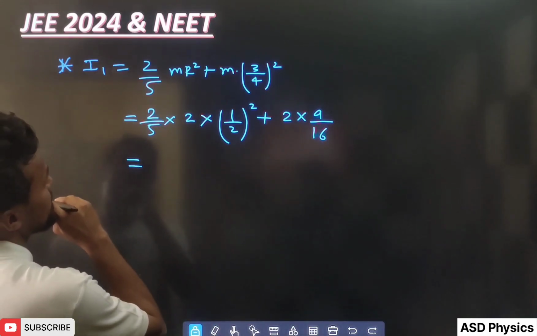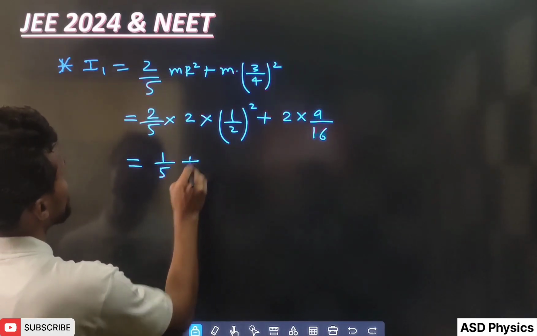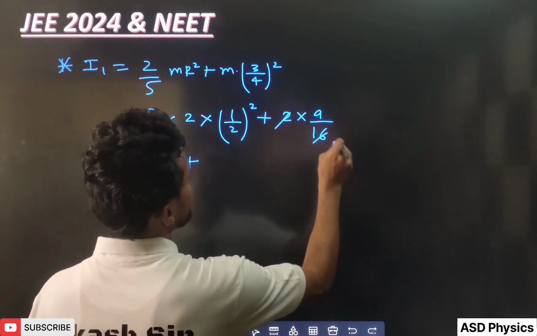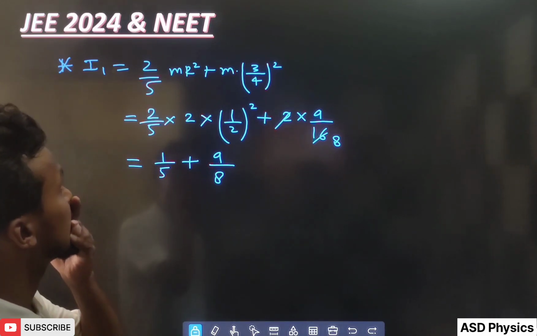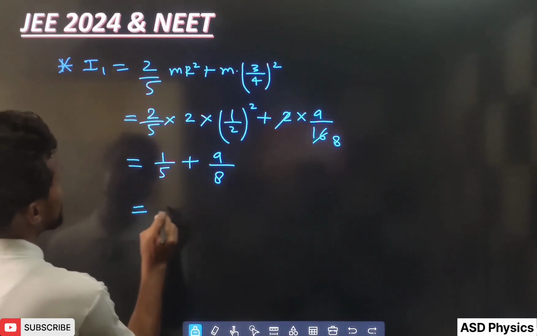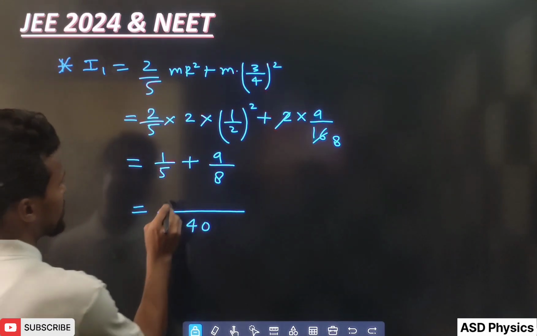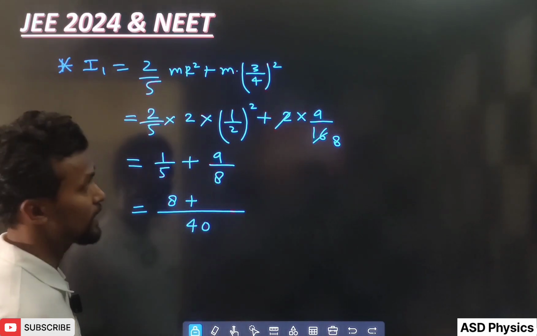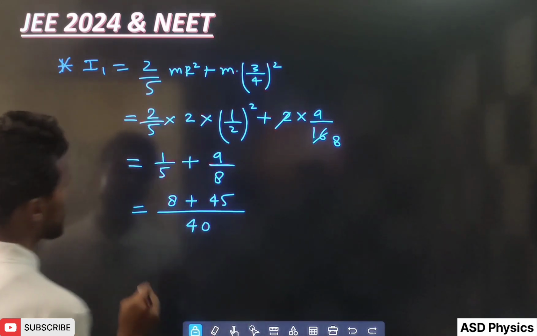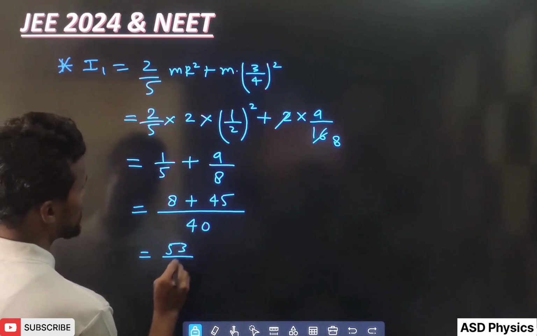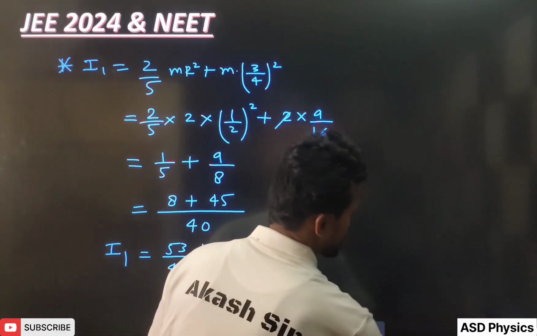Now what will happen here? You can see very well, this 2 into 2 is 4 and here 1/4, that will cancel out. That means we can write here 1/5 plus, 2 eights are 16, so it will come 9/8. Going correct? 1/5 plus 9/8. Now if I take the LCM of 8 and 5, how much is there? 40. Now 5 eights are 40, so 8 plus, and here 5 into 9, 5 nines are 45. So what is it coming here? It is coming 53/40 kg m² for system 1. System 1, this one here.